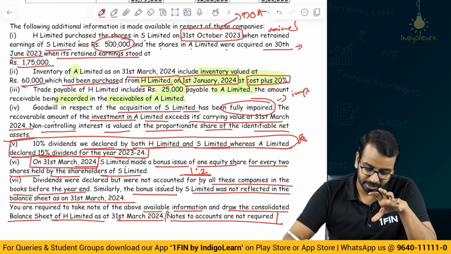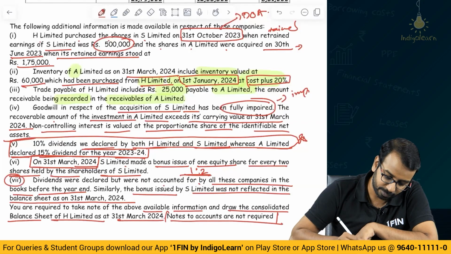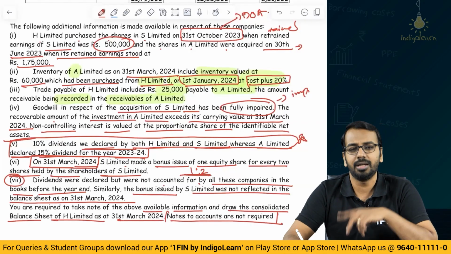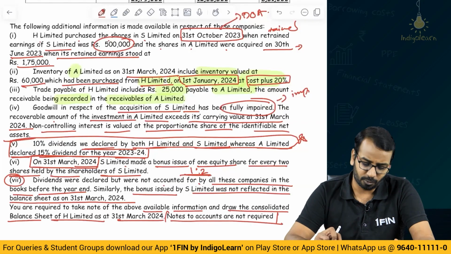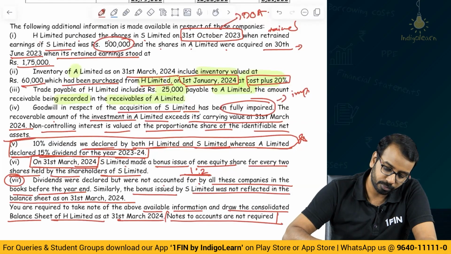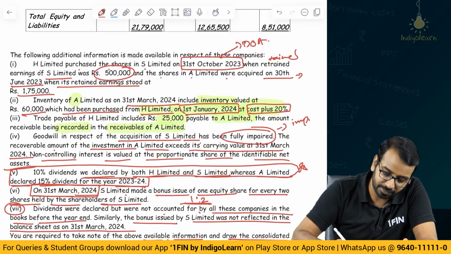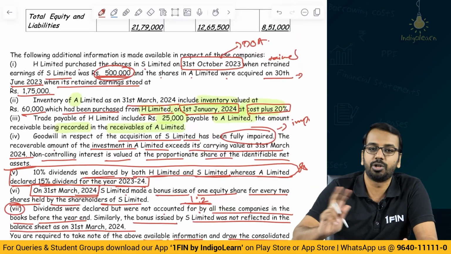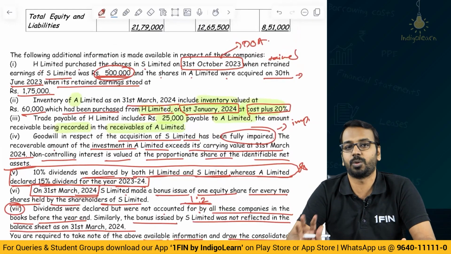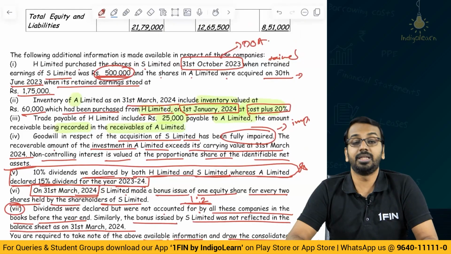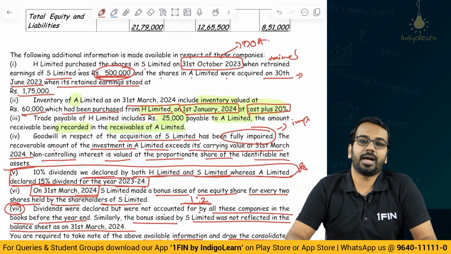Okay. Now, here are some things that we have to understand: dividend treatment and bonus related treatment. Rest all are simple and straightforward. One more thing is to identify what is the pre-acquisition, post-acquisition. They have given us retained earnings on that date, so no need to worry about that at all. So, with this understanding, let us look at the solution.